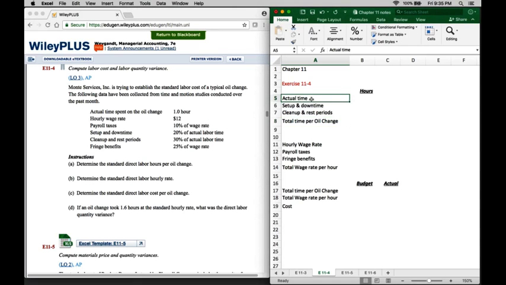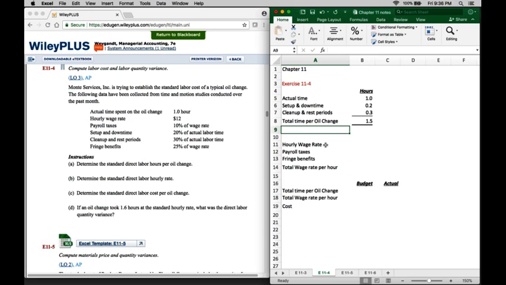So let's start with the time. How much time are we spending on a job? We start out with 1 hour on the actual oil and filter change. When we are looking at the setup and downtime, it's another 20%, so we add that 20%, that's 0.2. For cleanup and rest periods it's 30%, so we add that 30% of 1, that's 0.3. And that tells me the total amount that I would allocate to the oil and filter change, 1.5 hours.